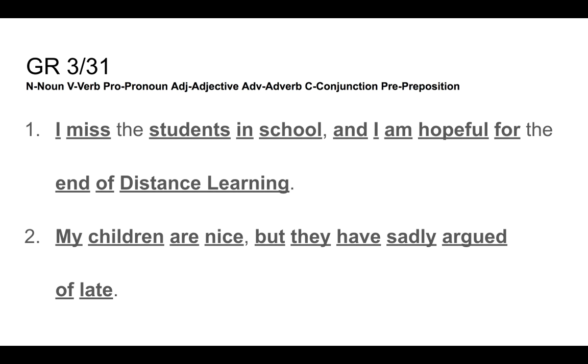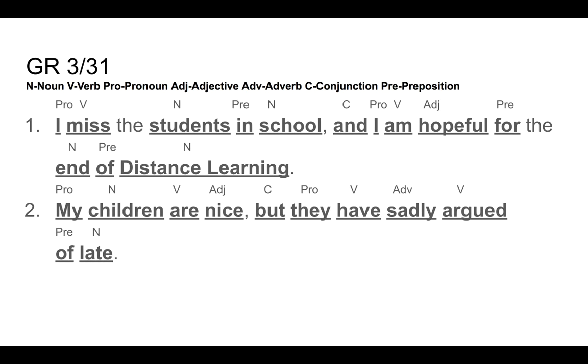Okay, so now hit that play button, and I'm sure you have them all done, and it'll tell you the answers and why. So our first one here: I miss the students in school, and I am hopeful for the end of distance learning. In this situation, I is a pronoun, right? Takes the place of myself. Miss is my verb, shows action. Students is a noun, right? Person, place, thing, or idea.